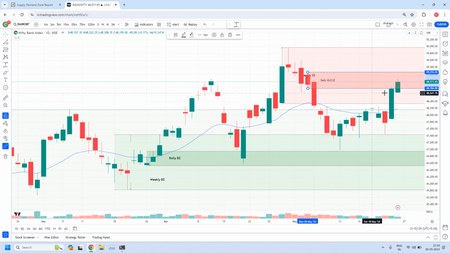Currently prices are closed inside daily high liquidity supply zone. And interesting thing is here daily demand zone is having confluence with weekly demand zone. Weekly is having confluence with monthly demand zone. Here we have a weekly demand zone and a daily demand zone. So daily is having confluence with weekly.